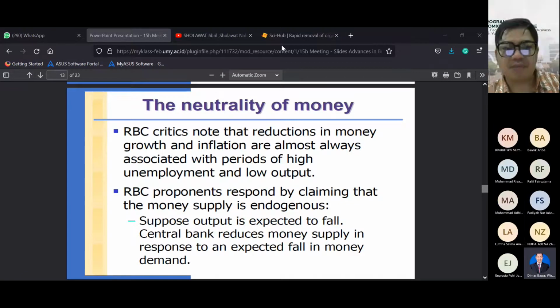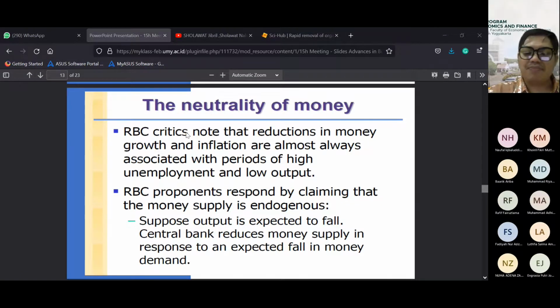Okay, thank you, Naufal. So the neutrality of money means that money doesn't have an impact on the economy. So even though the money keeps rising, the economy does not rise as the money supply increases. So there seem to be no real impacts from the money supply on the economy in general. And the critic notes that reductions in money growth and inflation are almost always associated with periods of high unemployment and low output.